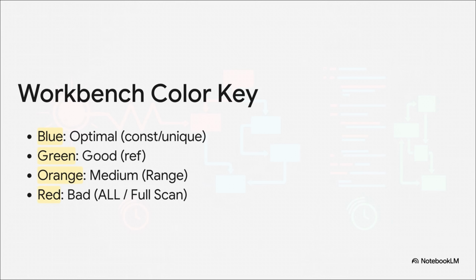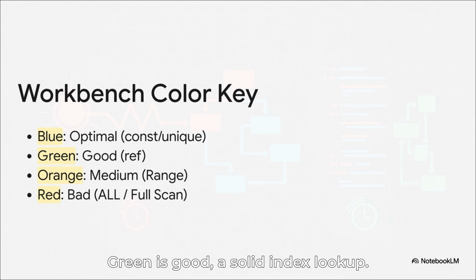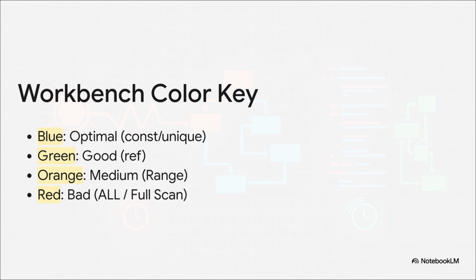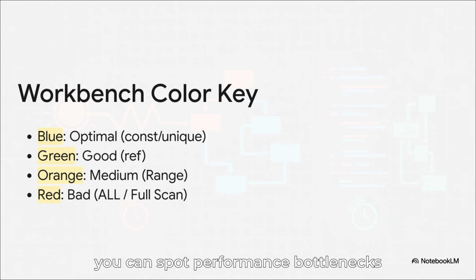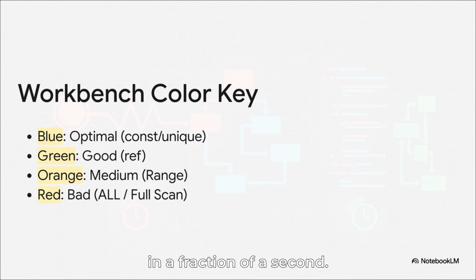Blue is optimal. That's a unique lookup. Green is good, a solid index lookup. Orange is medium, usually an index range scan. But red is bad. Red means full table scan. By simply glancing at these colors, you can spot performance bottlenecks in a fraction of a second.